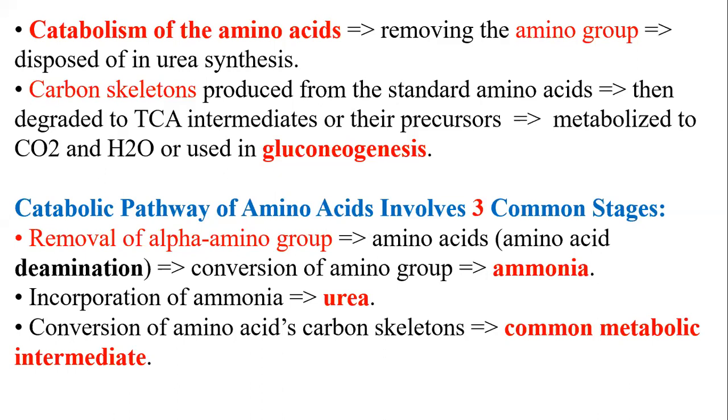The catabolic pathway of amino acids involves three common stages. First, removal of the alpha amino group from amino acids, known as amino acid deamination, in which the amino group is converted into ammonia. Second stage is incorporation of ammonia into urea. And third stage is conversion of the amino acid carbon skeleton, a common metabolic intermediate, into either TCA or gluconeogenesis.